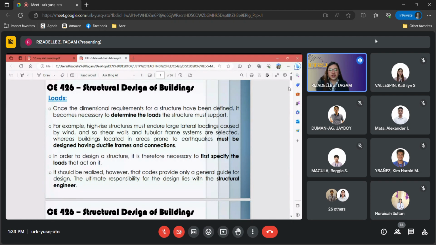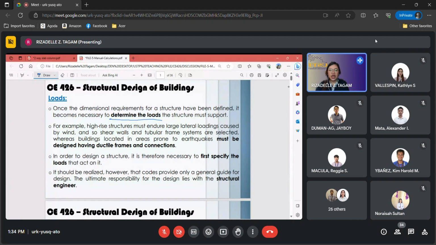It becomes necessary to determine the loads the structure must support. So, mo itong sunod buhaton. I-identify na nato, i-determine na nato ang mga loadings nga i-support sa structure based on your floor plans kung sa'y naka-label dito as usage. So, for example, a high-rise structures must endure large lateral loadings caused by winds. So, shear walls and tubular frame systems are selected.